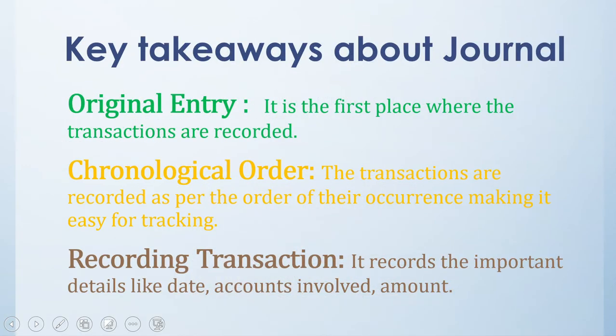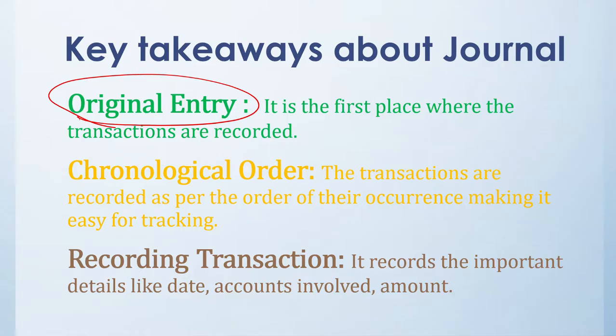What are all the key takeaways of a journal? It is an original entry. Why is it the original entry? Because the transactions are very huge in any organization. Per day there could be 1,500 transactions in a big organization, right? So it's all very vast. So we are actually putting it down in one place. That's why it's called an original entry. This is the first stage where the transactions are actually recorded for the books of accounts. Okay, that's why it's called an original entry, and it's recorded in chronological order.